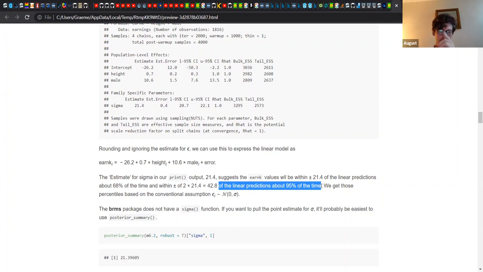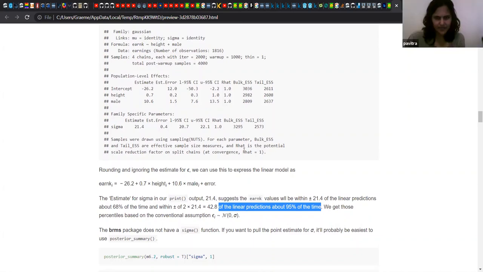Right, so basically what it's saying is that one standard deviation covers about 68% of the data. So within one standard deviation, there can be a variance, plus or minus, from the score of an individual of 21.4. And if we are at the extremes, which is 2 standard deviations, then the variance can be as much as 42.8 difference from the predicted value. That makes perfect sense.